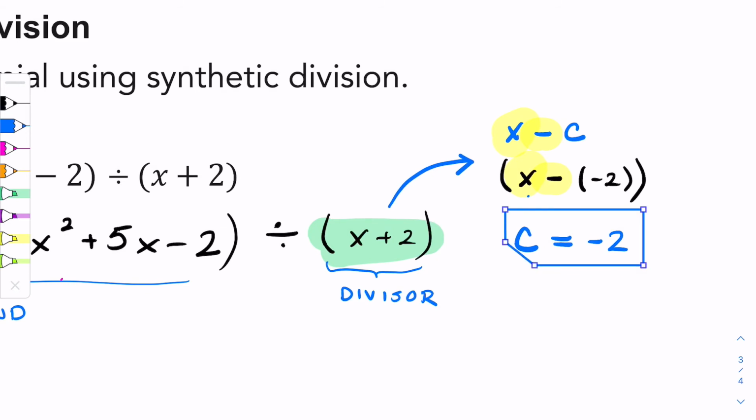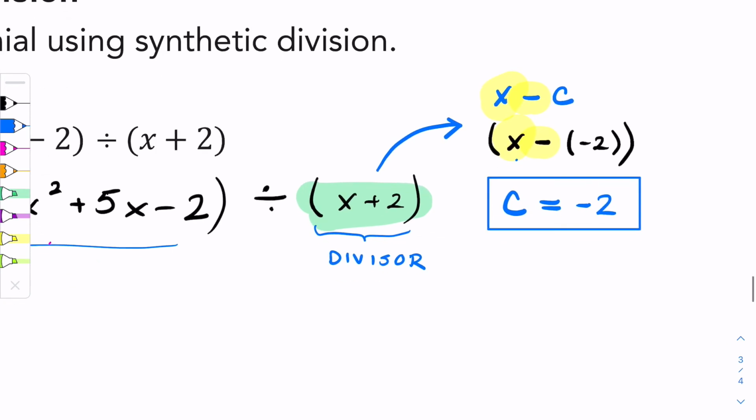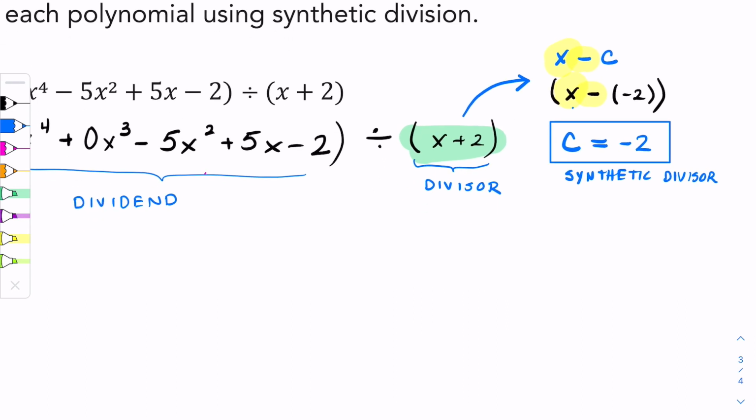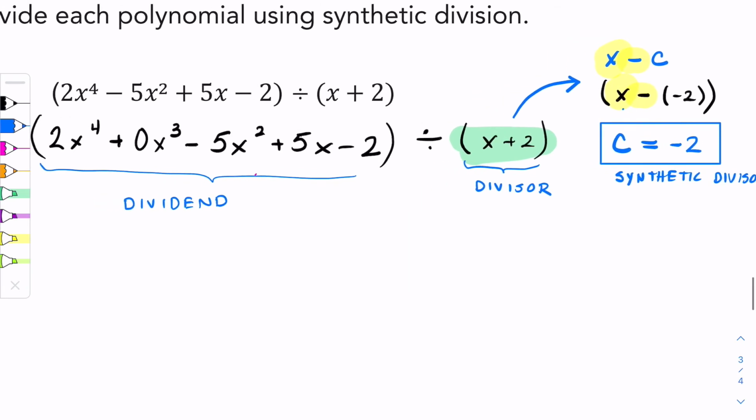That right there is super, super important. You have to be able to find this value. This is called your synthetic divisor. And you definitely want to make sure you can find that. It shouldn't be hard. You could really just think about setting that factor equal to 0. If you set x plus 2 equal to 0 and you solve, you get negative 2. So, a couple ways to think about that, but in either case, you need to find that synthetic divisor.